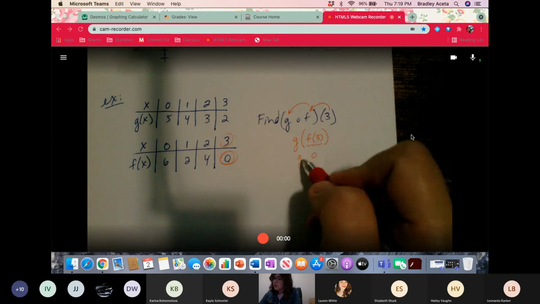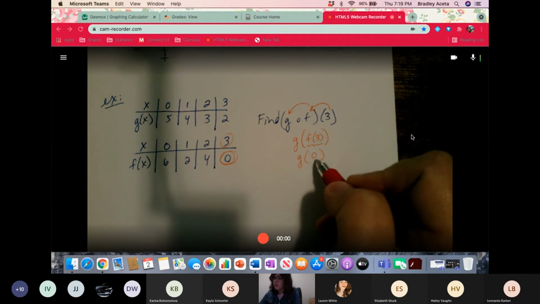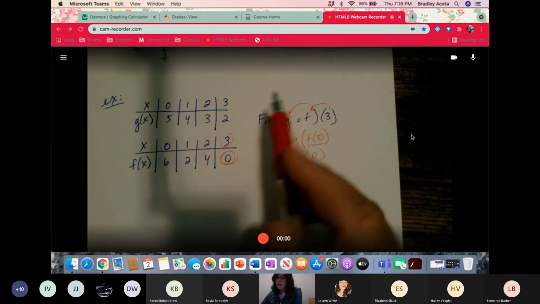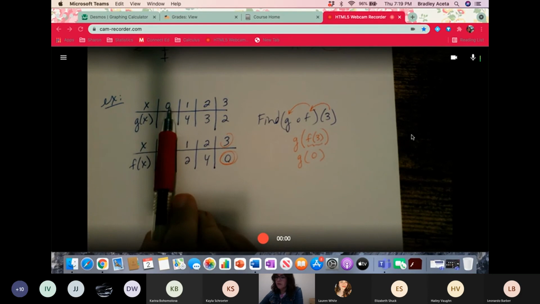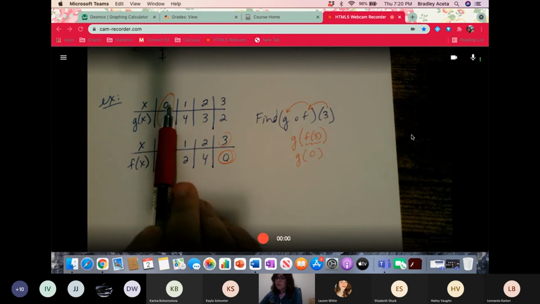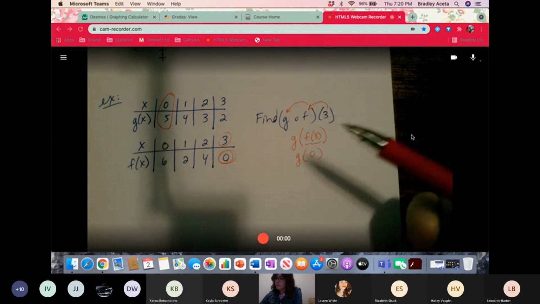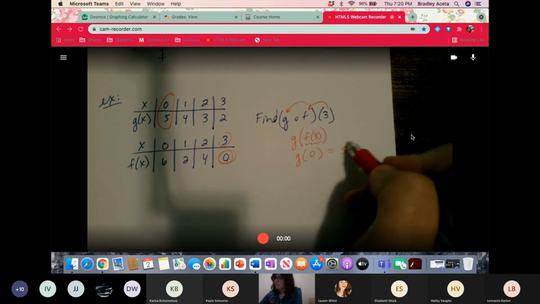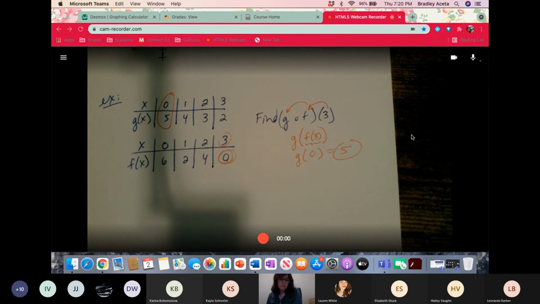Now I want the g of 0. So now I want to go to 0 on my other function. Here's 0 on x, but tell me what the y value is. The g of 0 is 5. So that would be my answer.